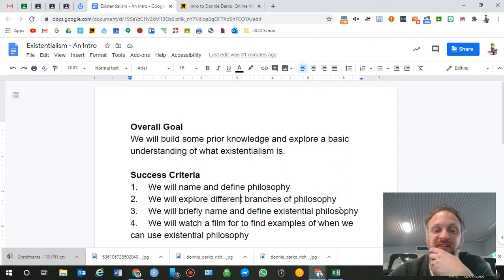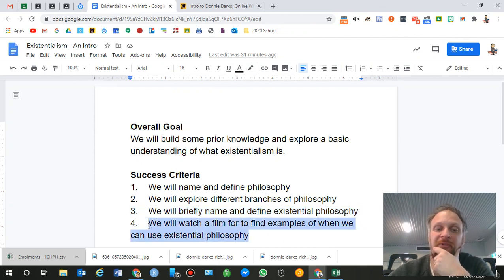Did we look at different branches of philosophy? Yes, we looked at epistemology, metaphysics, ethics, and existentialism. Did we name and define what existentialist philosophy is? Yes, it's a philosophy primarily concerned with who we are, what we are, and how we become that. It also looks at the nature of choice and the internal struggles we have within ourselves, and how we decide who we are by making choices about what we value.